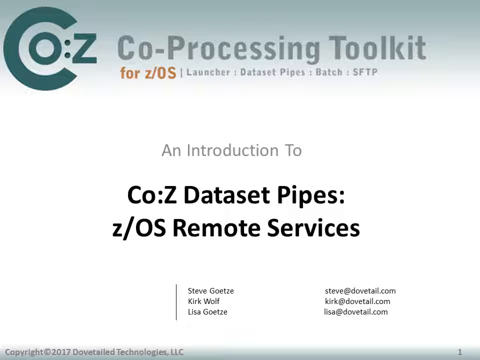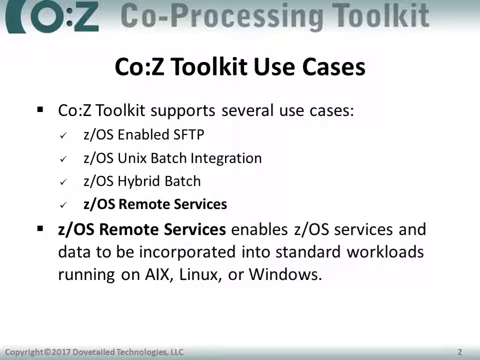In this session, we will first define ZOS Remote Services and then take a look at a few examples. One use case supported by the COSI Toolkit is ZOS Remote Services. Others are ZOS Enabled SFTP, ZOS Unix Batch Integration, and ZOS Hybrid Batch. What does ZOS Remote Services imply? Essentially, it enables ZOS services and data to be incorporated into standard workloads running on AIX, Linux, or Windows.